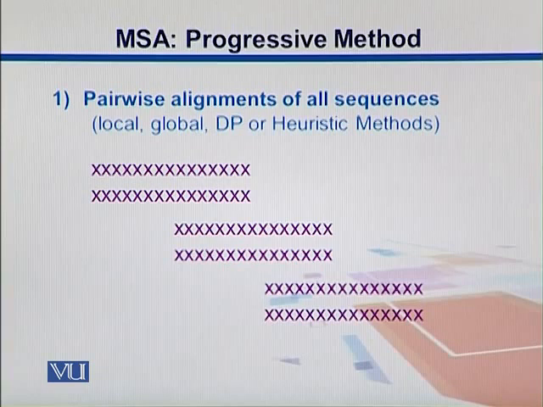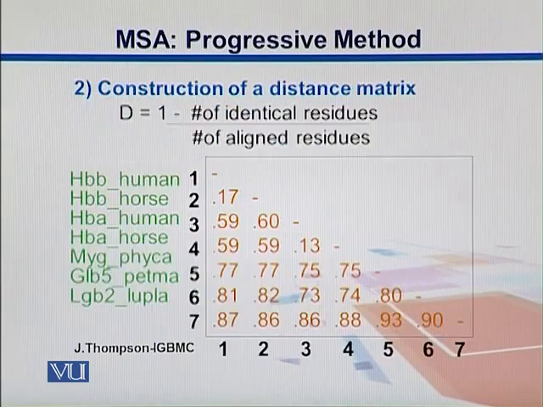We can go with dynamic programming approaches, where we take the whole problem and break it into subproblems, or alternatively you can go with heuristic methods. So with any method you can come up with pairwise alignments. So we get these pairs. For example, in this slide there is a distance matrix. Distance is calculated as 1 minus the number of identical residues divided by the number of overall aligned residues, or the total residues present in this alignment.